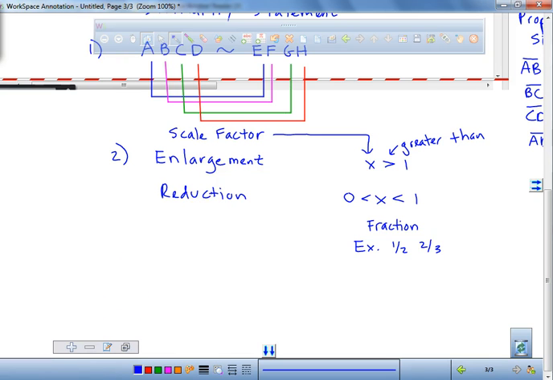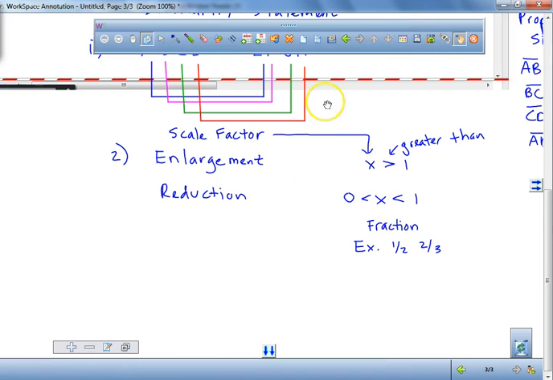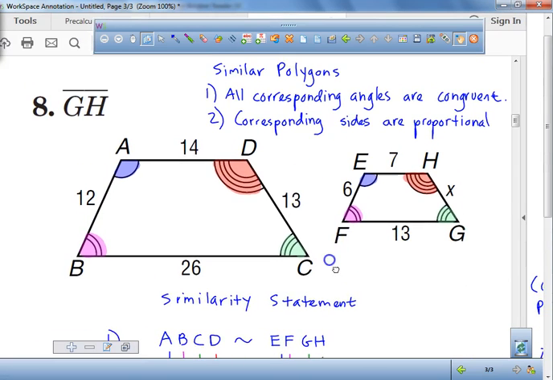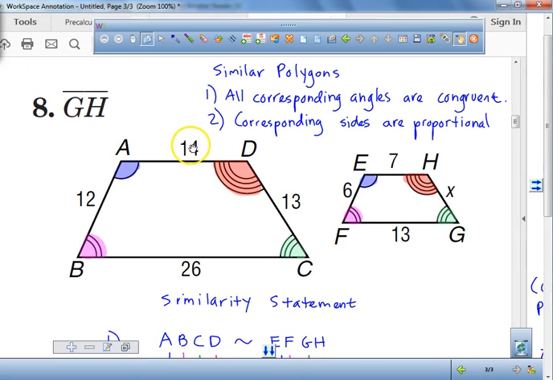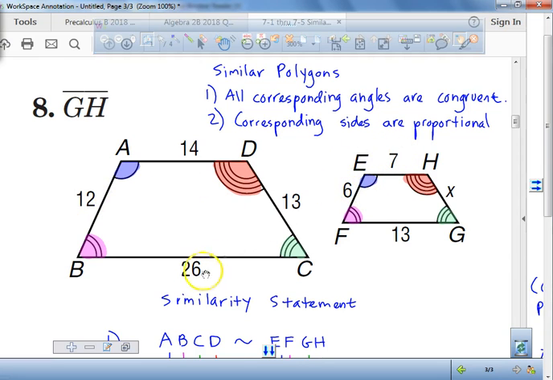Okay? So right now, let's look at our situation here. Right now, we have a 14, and this is a 7. Here we have a 12, this is a 6. Here we have a 26, that's a 13. It's half of that, right?